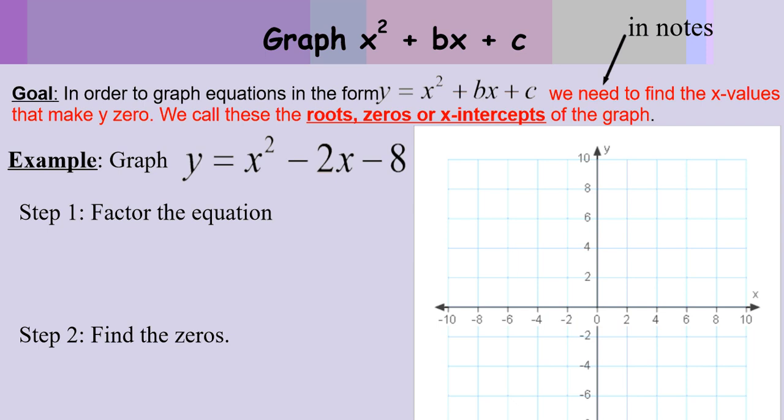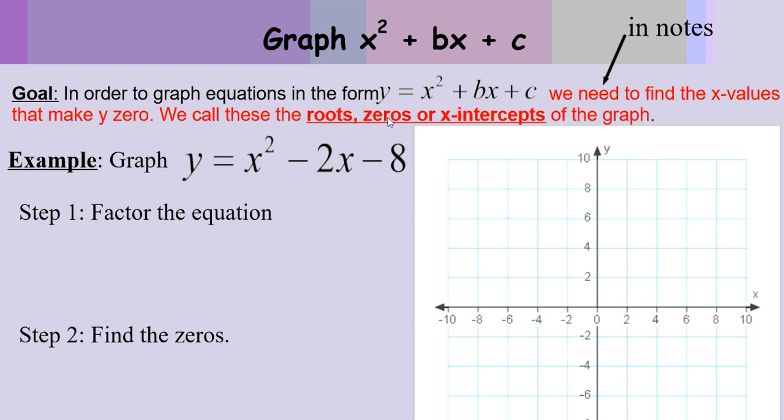Our goal is, in order to graph these quadratic functions, we need to first find the x values that make y be 0. We have a name for those. Those are called the roots, the zeros, or the x-intercepts. Those are 3 different names for the same thing. In English, they call those synonyms. They're different words for the same thing. We will use those mostly interchangeably.